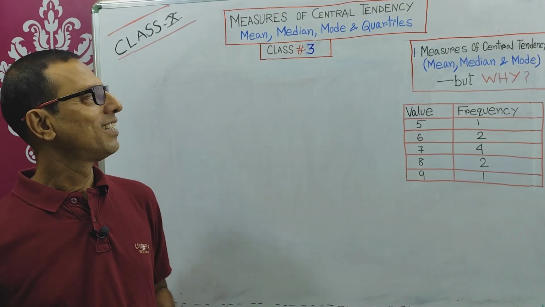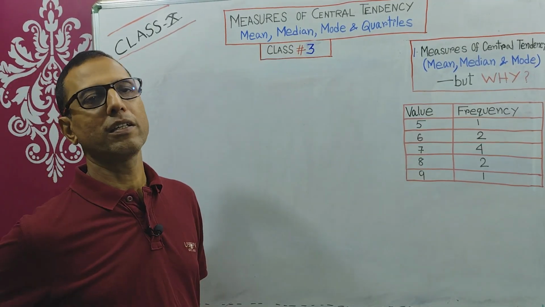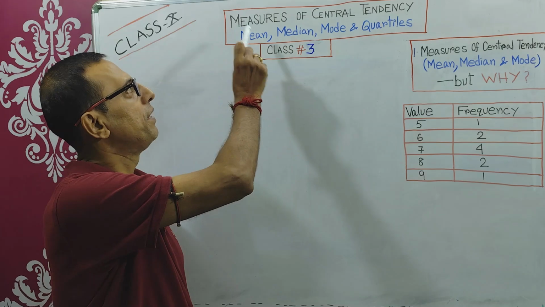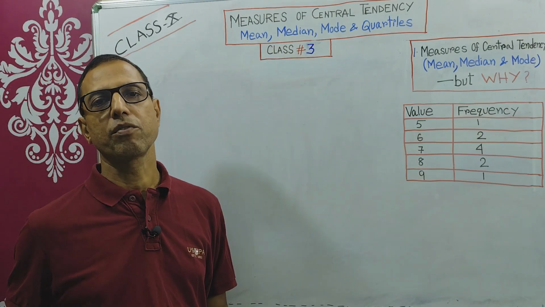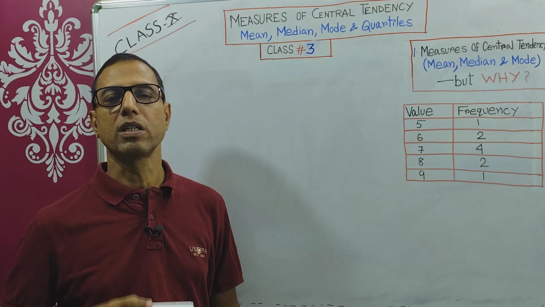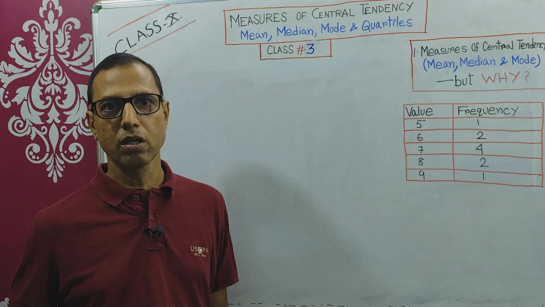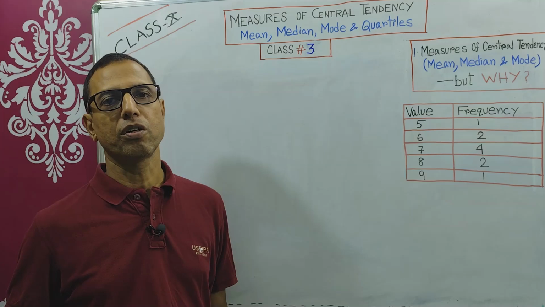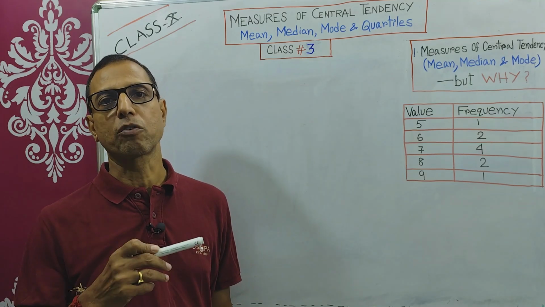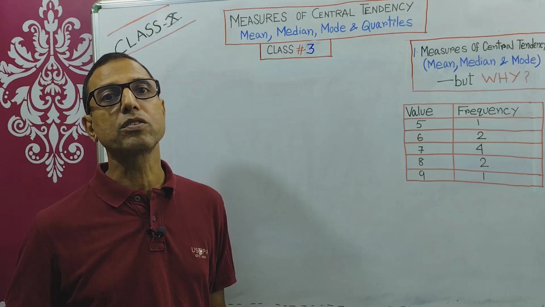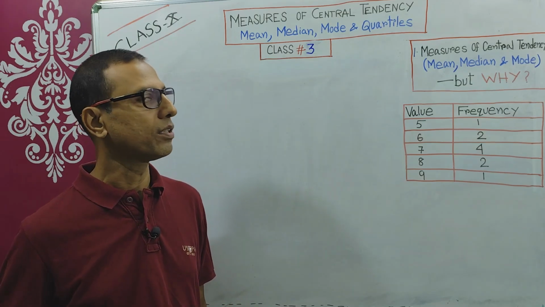Hello students. So today you are going to take the third class on measures of central tendency. In the first class itself I have already covered the concept of mean, median and mode, and in the second class I have covered the different ways of calculating mean. What are the different ways of calculating mean that I have explained, right?